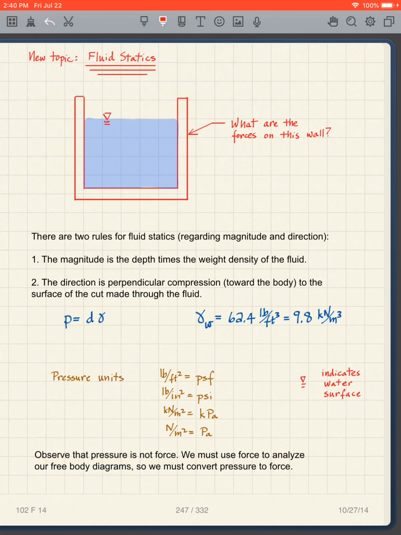And this symbol here indicates our water surface. So we're going to use this symbol. It's a triangle with a couple lines underneath it. That means that is our water surface at the tip of that triangle, the bottom tip of that triangle.